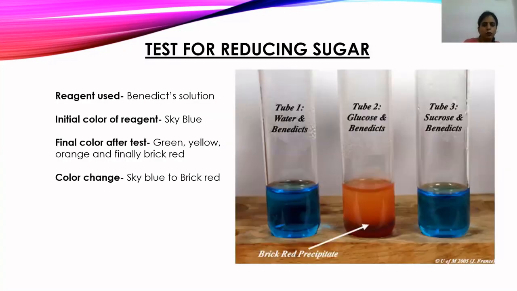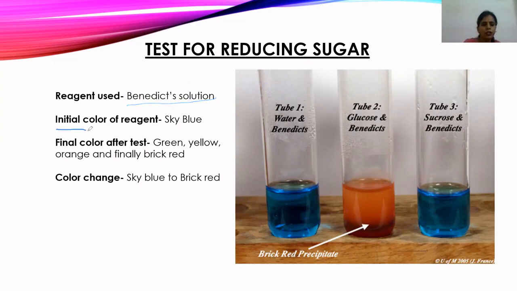Now, I've already discussed reducing sugars in the previous slides. All monosaccharides, and some of the disaccharides, are reducing sugars. Reducing sugars are the sugars which act as a reducing agent. Now, while performing this test for reducing sugar, the reagent used is Benedict's solution. The name of this solution is kept after the scientist who discovered this test. His surname was Benedict. So we call it Benedict's solution.